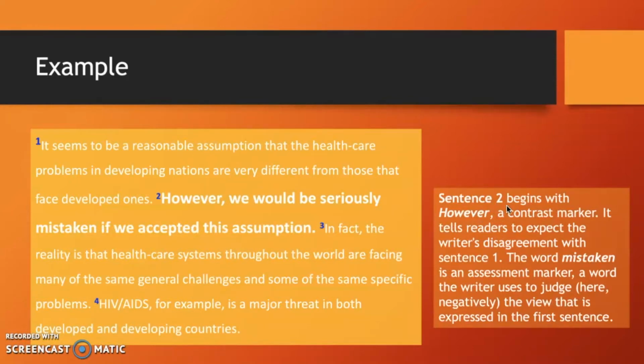Sentence 2 begins with however, a contrast marker. So now the writer is going to contrast what they said in the first sentence. It tells readers to expect the writer's disagreement with sentence 1. The word mistaken is an assessment marker, a word the writer uses to judge, here negatively, the view that is expressed in the first sentence.